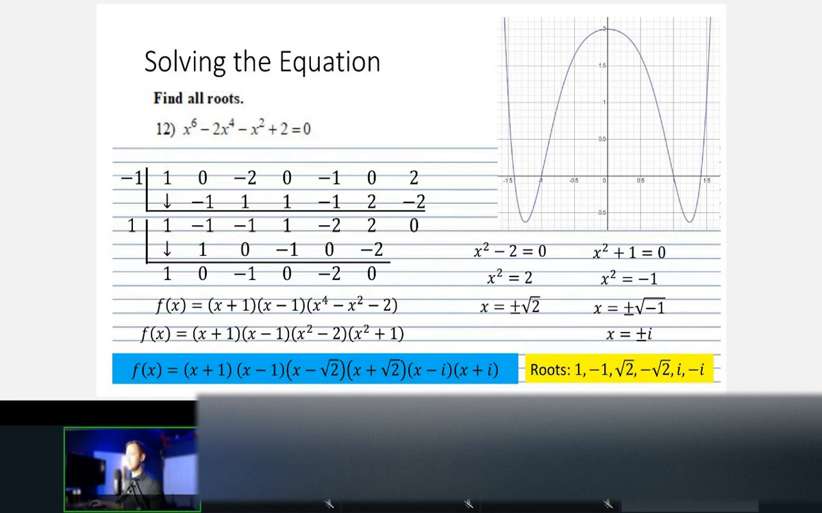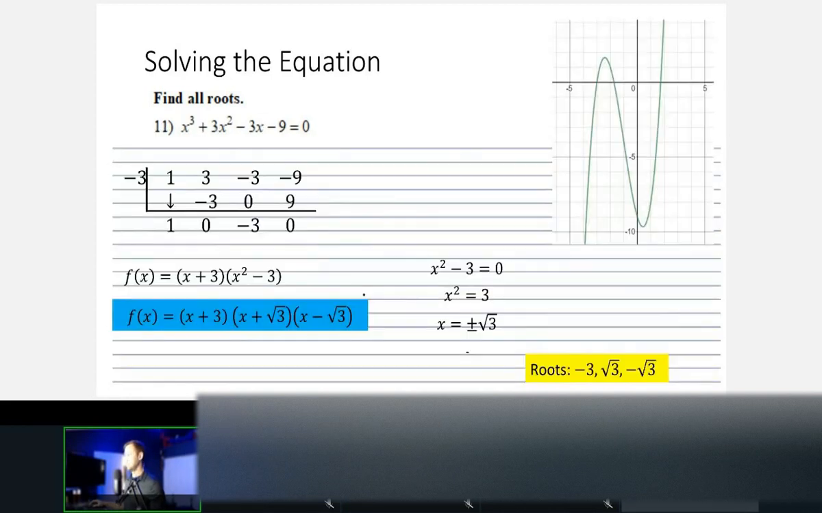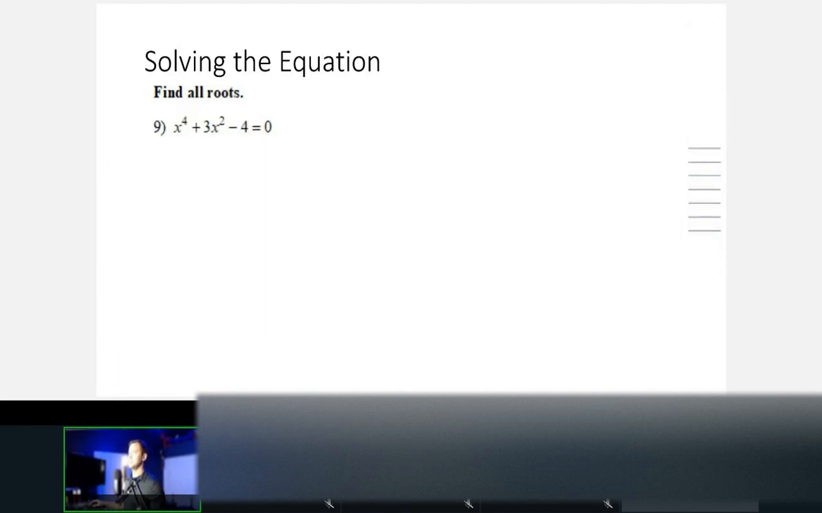All right, so before I stop the recording, let me go back to numbers 9 and 11 just to quickly show the work, right? And 9, 11, 12 is easy. You can do 12, you can do 9 and 11.